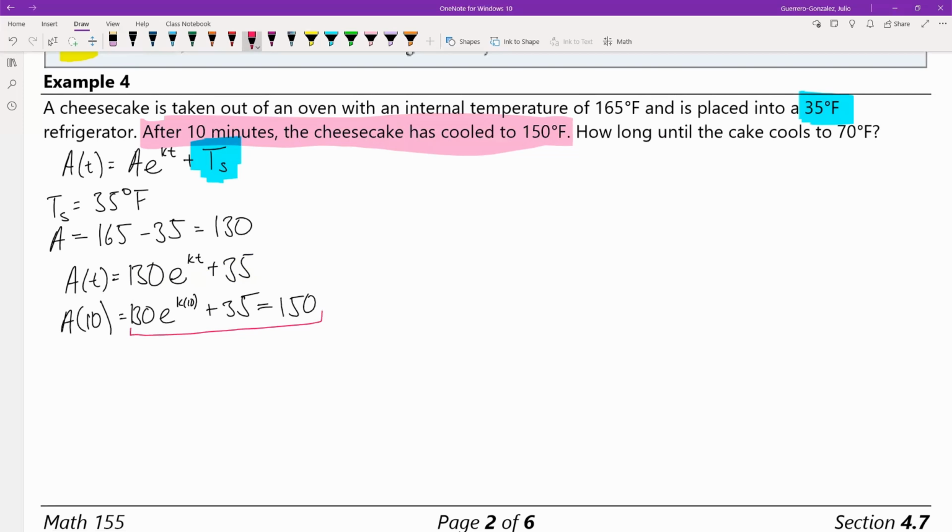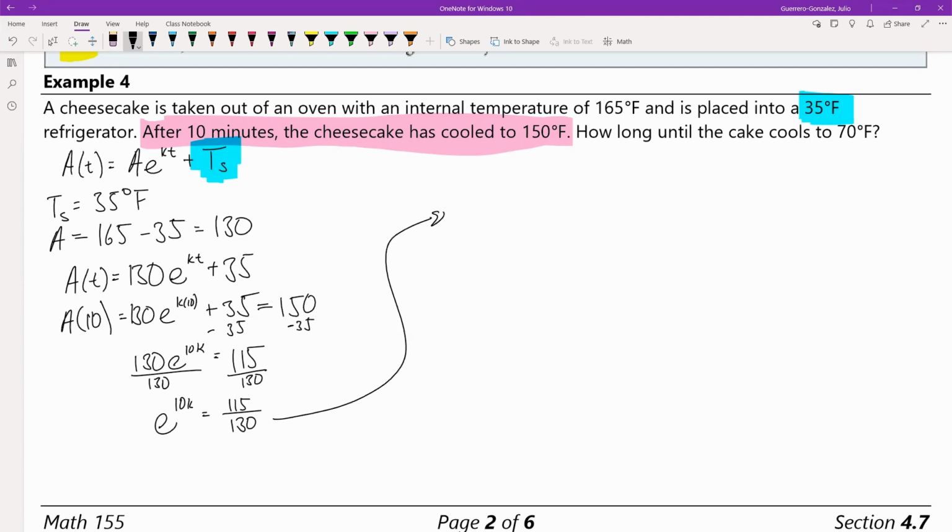Okay, so at this point, we're off to the races, right? I want to do minus 35, minus 35. 130 e to the 10k is equal to 115. I need this thing by itself, so divide by 130, divide by 130. e to the 10k is going to be 115 over 130. I can reduce it, I can divide 115 and 130 by 5, but I'm just going to leave it and ride with it, okay?